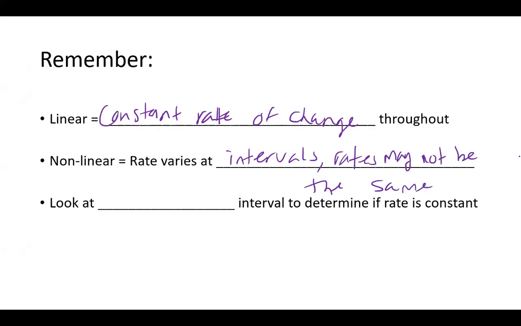All right, when you are doing this, you want to look at each interval to determine if its rate is constant. Just each interval, you're going to find the change in y over change in x per interval. So that means if you have multiple intervals, you're going to have to do the change in y over the change in x more than once. Okay. All right, so that concludes our 1B.8 part 1.